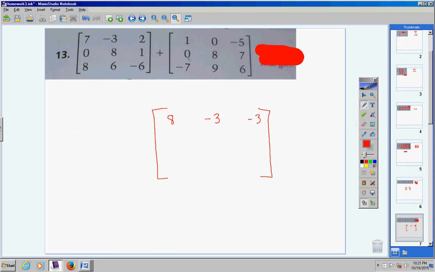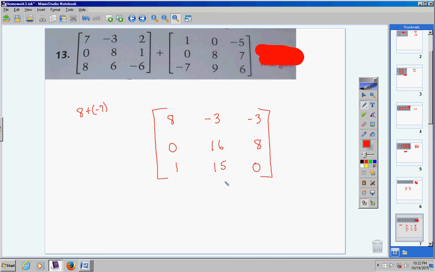0 plus 0. 8 plus 8. 1 plus 7. 8 plus a negative 7. Use a calculator or write it out like this and solve it. 8 plus negative 7 is 1. 6 plus 9 is 15. Negative 6 plus a positive 6 is 0. So there's your answer. Okay.